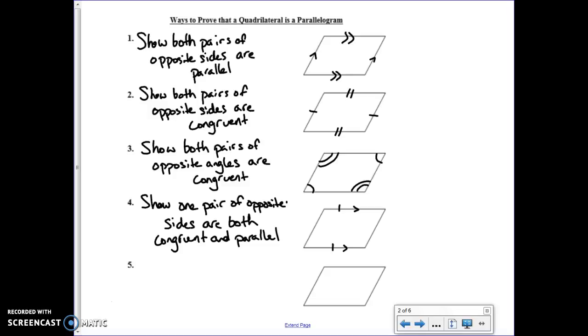The final way is to show diagonals bisect each other. So if I draw in a diagonal here and a diagonal here, we would need to show that they cut each other in half. So these guys would get a single tick on each side and then a double tick on this side because they're not congruent to each other, but they're cutting each other in half.